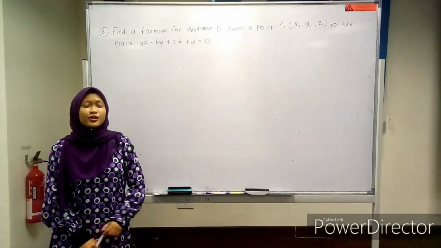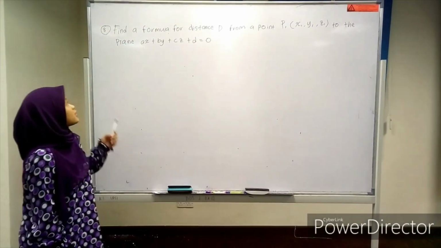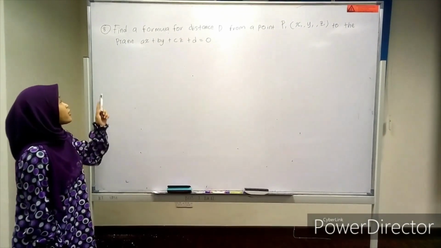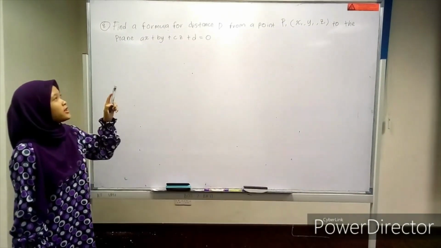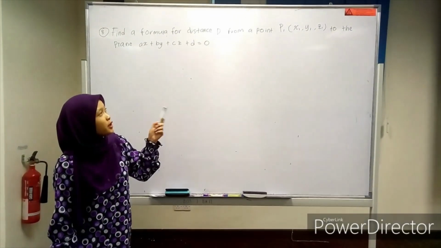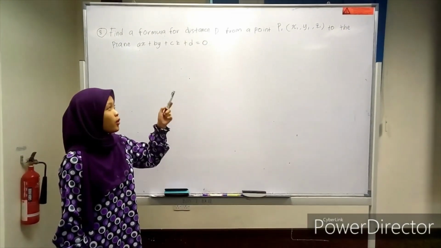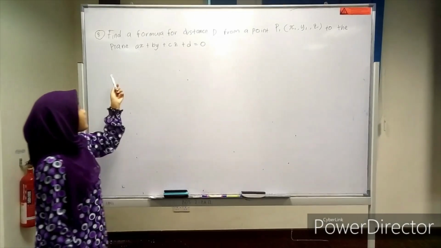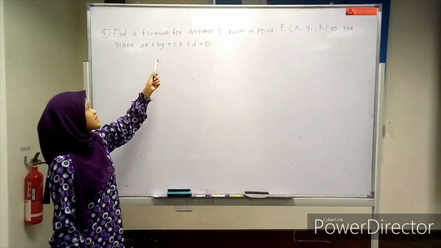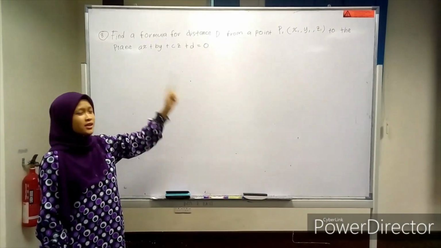Assalamualaikum. Okay, today I'm going to show the answer for example 8. The question is: find a formula for distance d from a point P1 with coordinate x1, y1, z1 to the plane ax plus by plus cz plus d equal to 0.